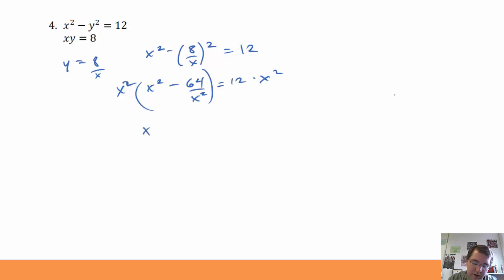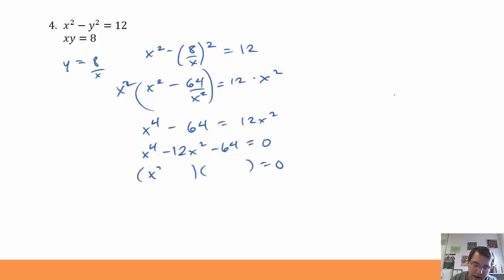That means I'll have x to the 4th minus 64 equals 12x squared. If I move everything to one side and the 0 on the other side, x to the 4th minus 12x squared minus 64 equals 0. And this is an equation in quadratic form. Remember, we know how to solve this as long as we treat x squared as our variable, essentially. And this will factor nicely with an x squared there and an x squared there.